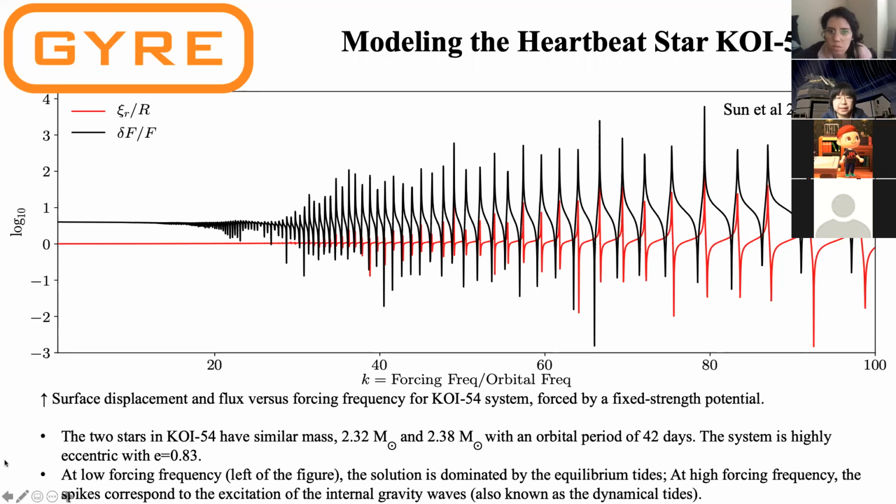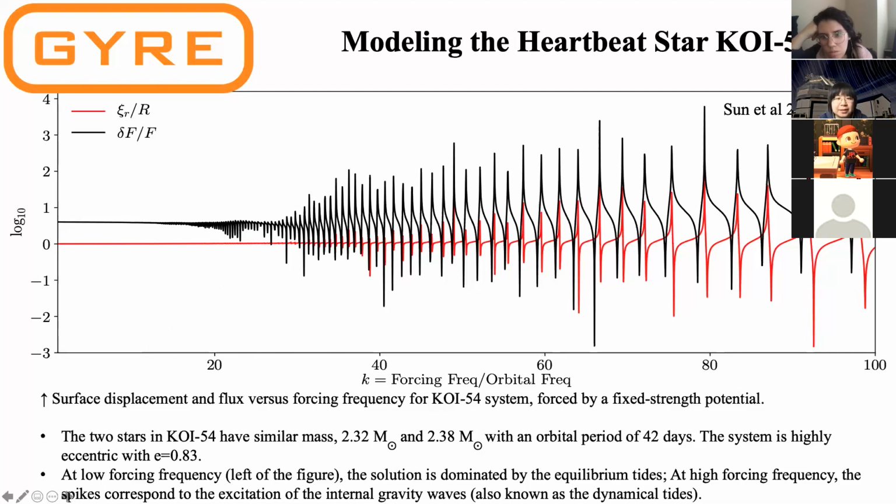At low forcing frequency, on the left of the plot, the solution is dominated by the equilibrium tide, which is the non-resonant tidal response. And in the left middle of the plot, where the orbital harmonic k varies from 15 to 30, the solution shows an example of strong radiative damping in reducing the internal gravity wave amplitude near the surface. So that is caused by the radiative damping lowering the wave amplitude near the surface.